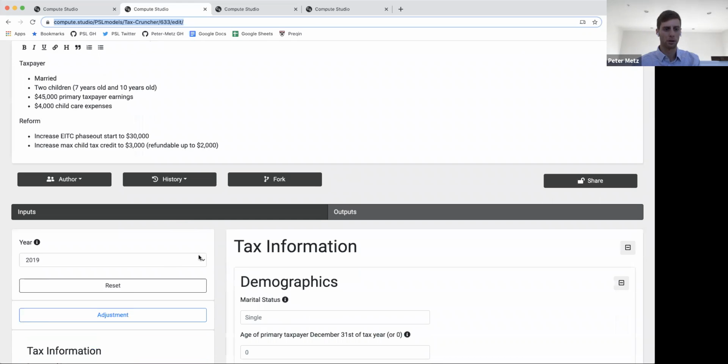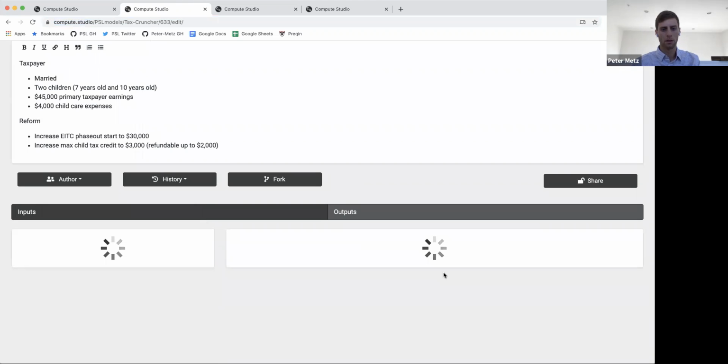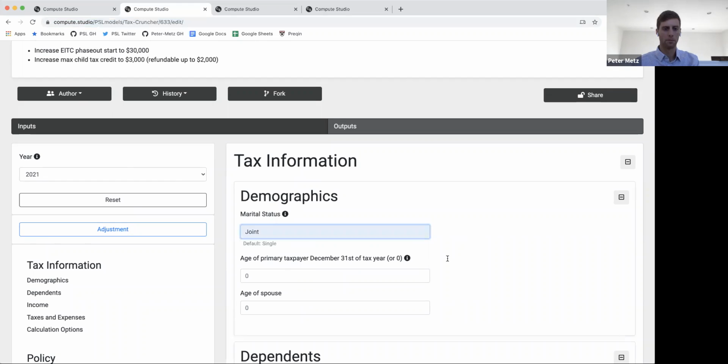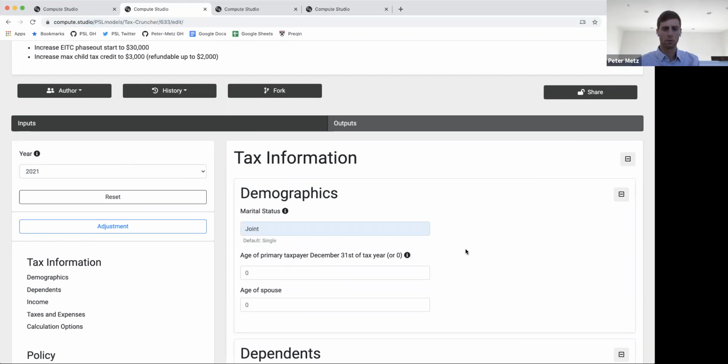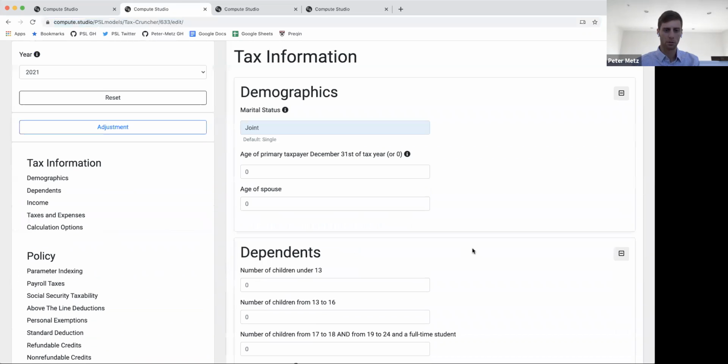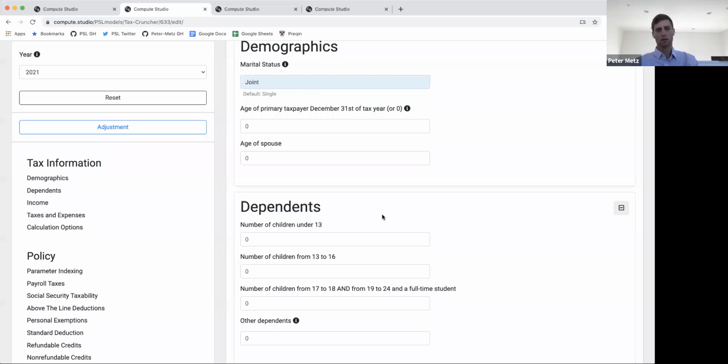All right, so let's start filling out our information. Like before, we're going to select our year first. Here we're going to switch our marital status to joint. Again, we can enter our age, but in this particular instance, it's not going to matter. So we're just going to skip it.